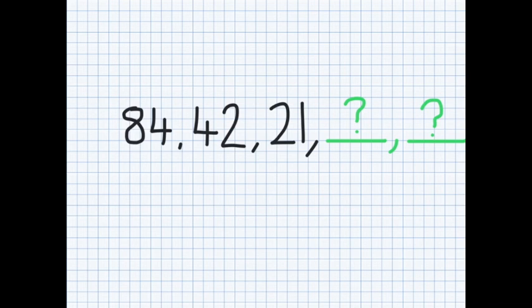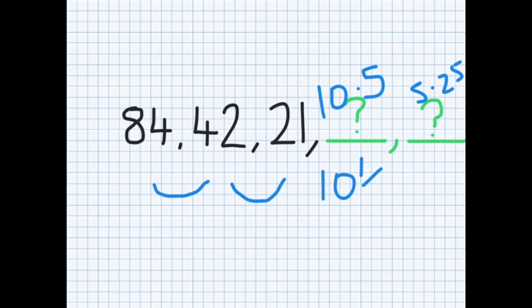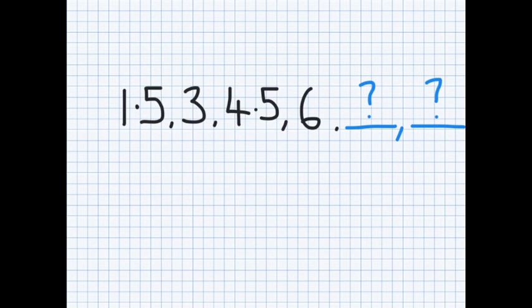Here you have a number pattern going from large to small. So if you look closely, it's actually halving each time. So half of 84 is 42, half of 42 is 21, half of 21, that will be 10.5, and then half of 10.5 will be 5.25 or 5 1/4. I can write some in fraction form as well. It can be 10.5 like that, and then it can be 5 1/4 just like that.